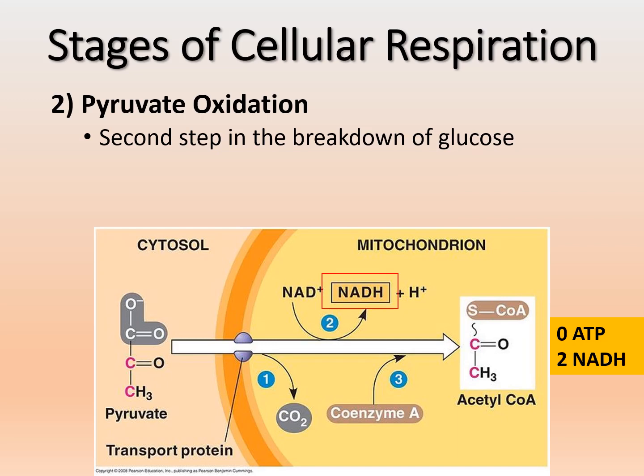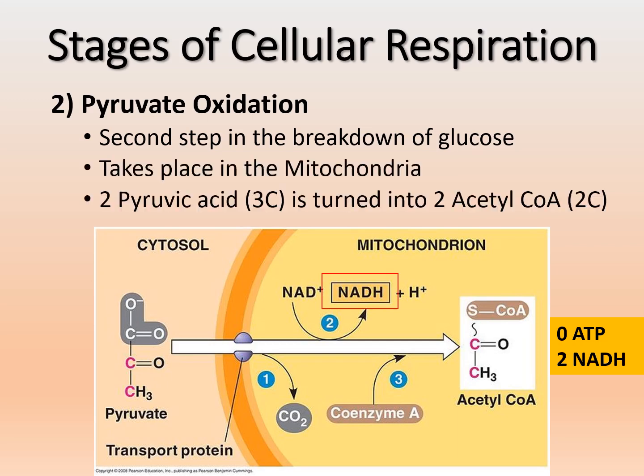So then our second step is going to be pyruvate oxidation. So now remember, we've just made 2 pyruvic acid molecules from glucose. So now what are we going to do with those pyruvic acid molecules? So this is our second step in breaking down glucose. And it does now take place in the mitochondria. So we have pyruvate, okay, which is another term for pyruvic acid. Okay, so we take pyruvate and we bring it into the mitochondria, and we turn it into acetyl-CoA. Okay, and acetyl-CoA is a 2-carbon molecule.